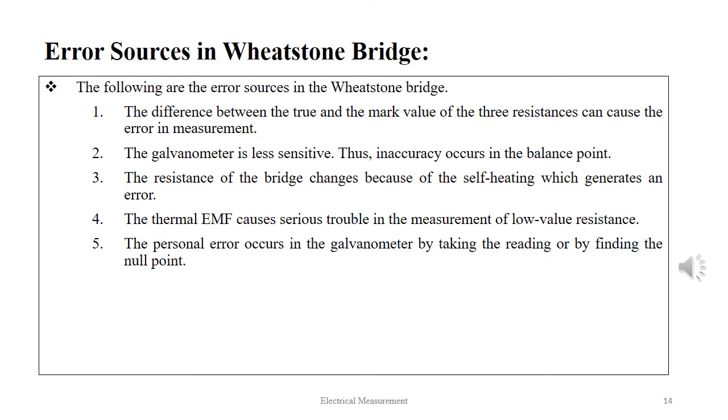The following are the error sources in a Wheatstone bridge. The difference between the true and the marked value of the three resistances can cause errors in measurement. The galvanometer is less sensitive, thus inaccuracy occurs in the balance point. The resistance of the bridge changes because of self-heating, which generates an error. The thermal EMF causes serious trouble in the measurement of low value resistance. A personal error occurs in the galvanometer by taking the reading or by finding the null point.